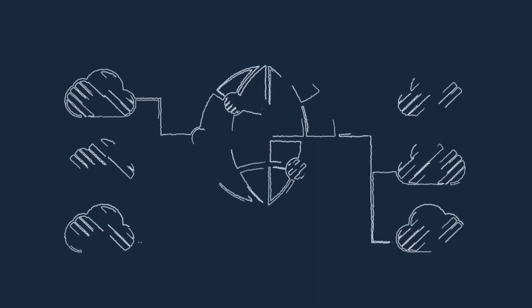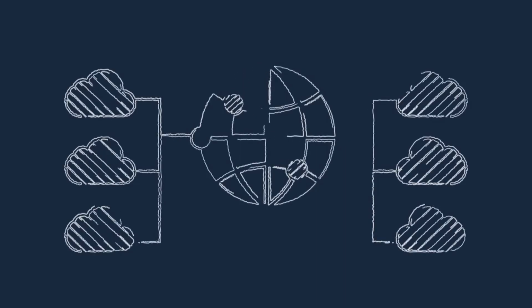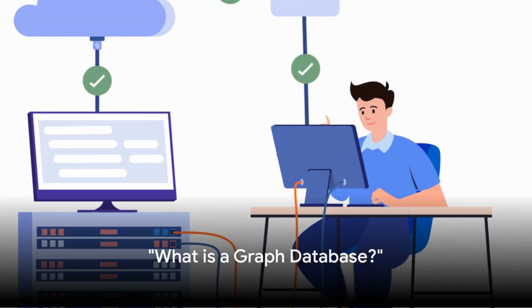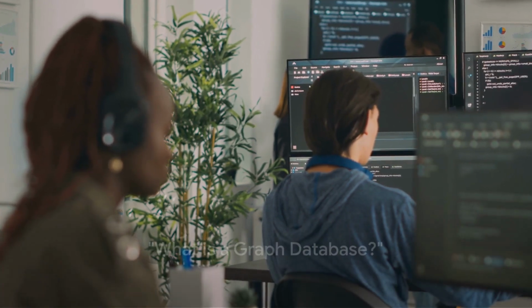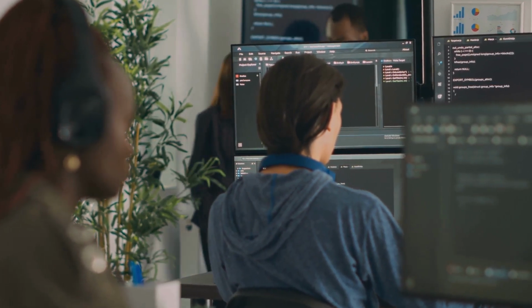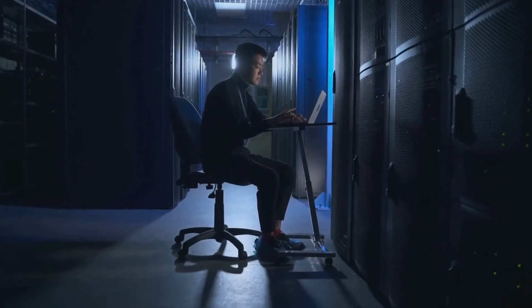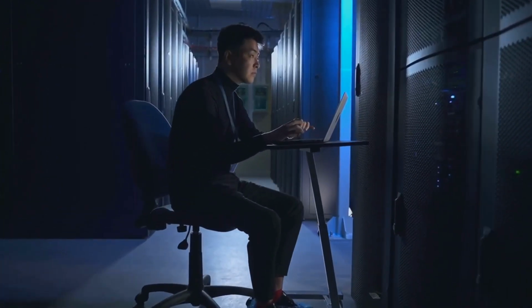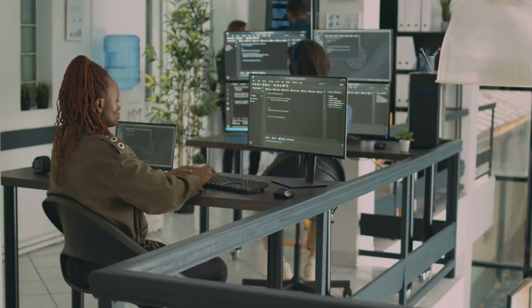So, if traditional databases are not equipped to handle complexity and large datasets, what can? Enter the world of graph databases. A graph database, in simple terms, is an innovative way of representing and storing data. It's like a huge web of interconnected points, where each point, or node, represents a piece of data, and the lines connecting them, called edges, represent the relationships between these pieces of data.